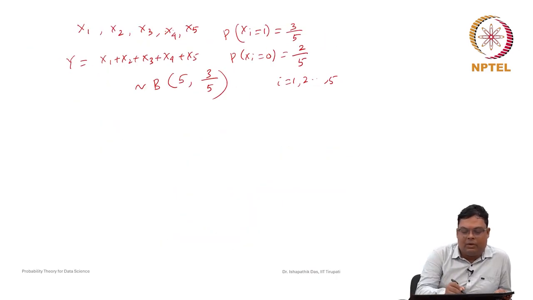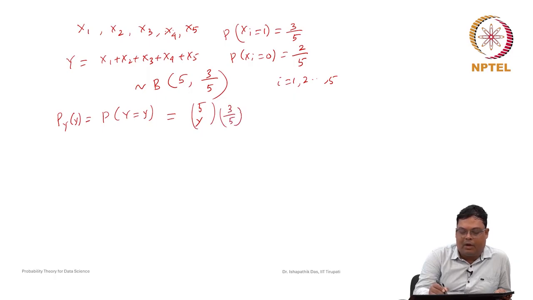We know the probability mass function of Y, that is, the probability that Y is equal to y. This is 5 C y, where Y is how many times A wins out of 5 games, so y may be 0, 1, 2, 3, 4 and 5. So it is 5 C y, then p to the power y, times 1 minus p, which is 2 by 5, to the power 5 minus y, for y equal to 0, 1, 2, 3, 4, 5, and equal to 0 otherwise.